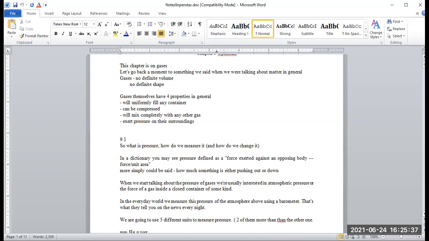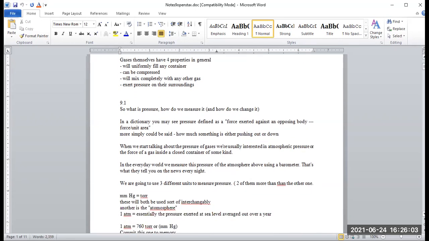They also exert pressure on their surroundings. So here, sitting in front of my computer, I am being squished by air pressure because there is an atmosphere above us as well as around us. All right, we need to have some ways to measure pressure and describe it.